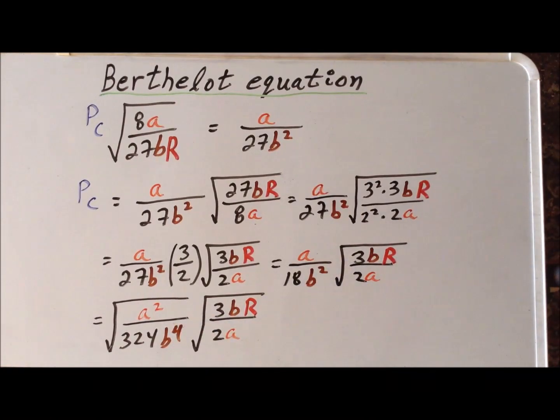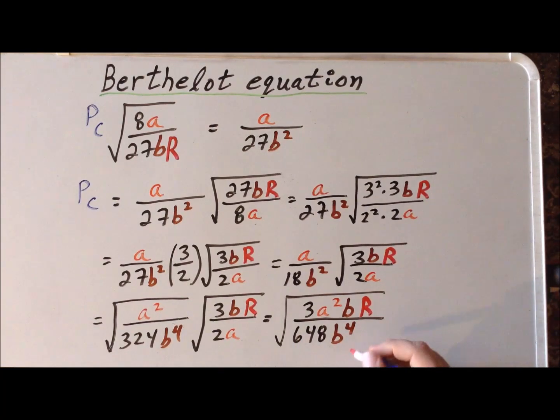Is exactly the same as the coefficient that we had before. It just looks different. And we're going to use the fact that the square root of x times the square root of y is equal to the square root of xy, so long as they're real numbers and they're positive. Bringing together all the factors under each of the individual square root signs under a single square root sign gives us that this is equal to the square root of 3 times a squared times b times r divided by 648 times b to the 4th power times a.